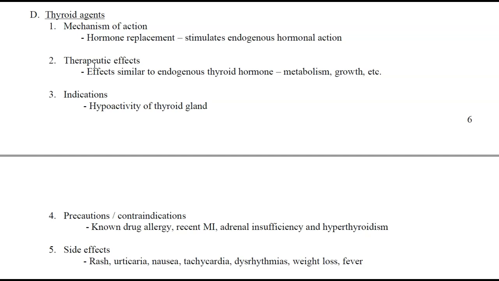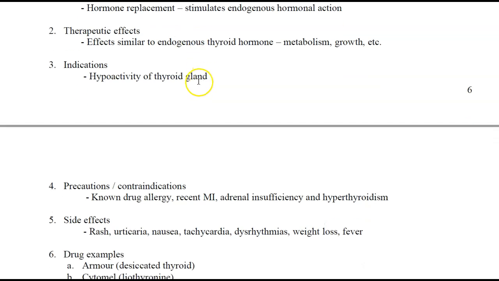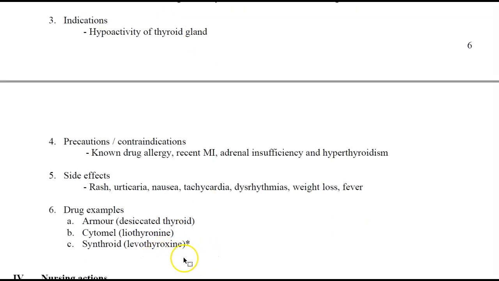And also another contraindication is adrenal insufficiency, because this can cause acute adrenal crisis or decrease in cortisol production, as well as hyperthyroidism. Obviously, if somebody has hyperthyroidism, we don't want to give them more thyroid hormones because their levels are already high to begin with. Side effects include rash, urticaria or hives, nausea, tachycardia, dysrhythmias, weight loss, and sometimes fever because of that increase in temperature.